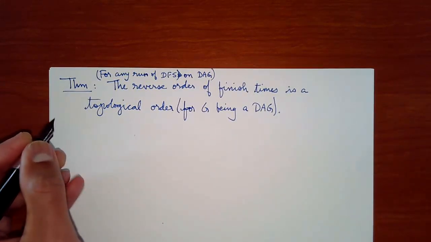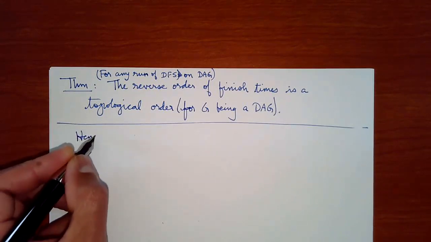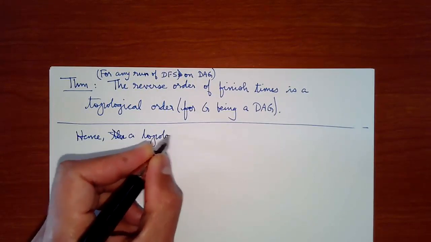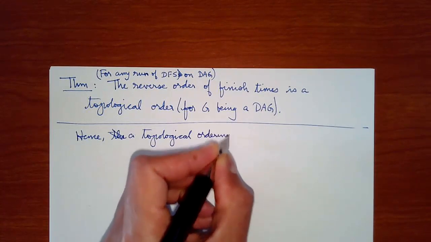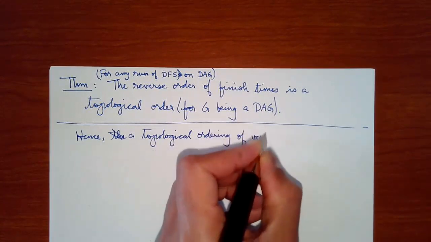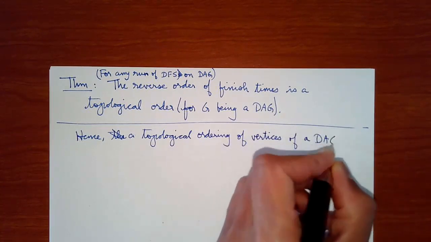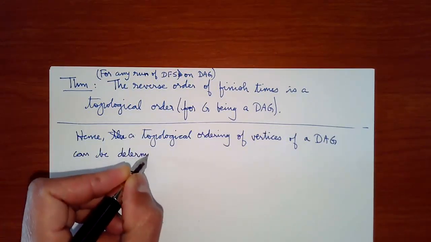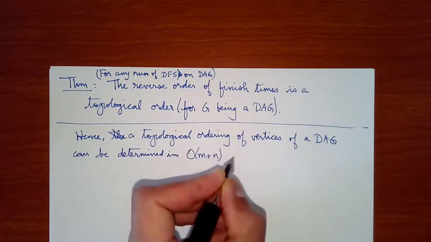Okay, so before I tell you how to prove the statement, this now gives us our linear time algorithm. So hence, a topological ordering of the vertices of a DAG can be determined in linear time.